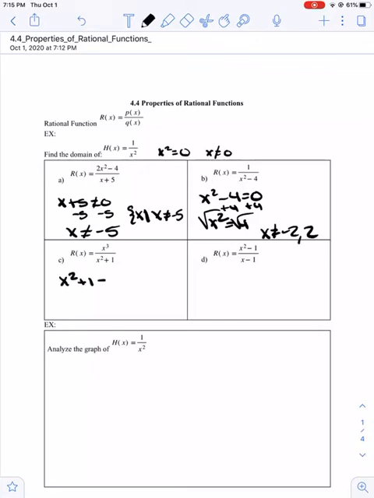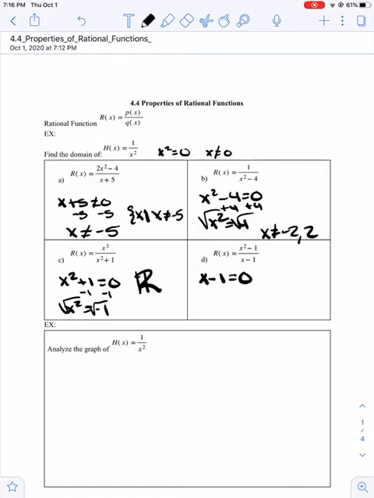Now let's do x squared plus 1 equals 0. Subtract 1. We get x squared equals negative 1. We're going to square root both sides. Whoops, we have a negative in our square root. So that means that we can't do that. So when we can't do that, our domain is all real numbers.